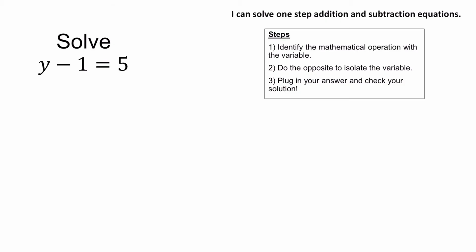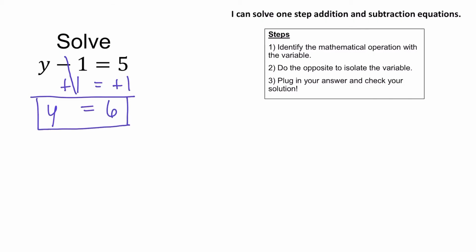So let's try solving y minus 1 equals 5. Here I'm subtracting 1, so the opposite of subtracting is adding. I'm going to add 1 to both sides. And that will give me y. Minus 1 and plus 1 will cancel each other out. And y equals 5 plus 1, which is 6. So y equals 6 is my solution. I'm going to plug it back in and verify that my equation has been solved correctly. 6 minus 1 does equal 5. So my solution is correct.